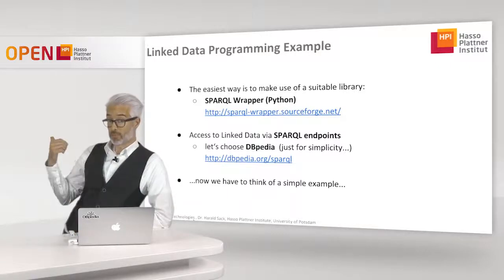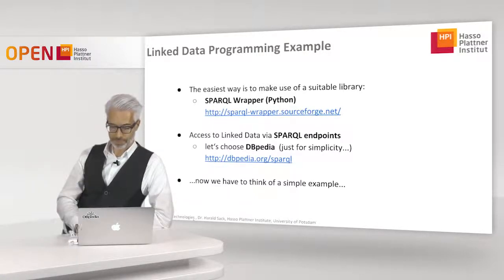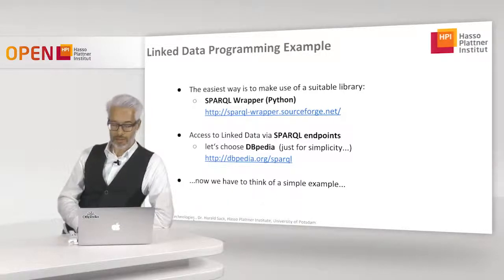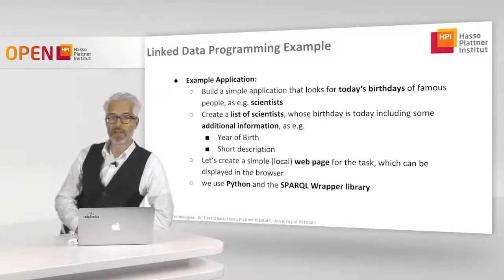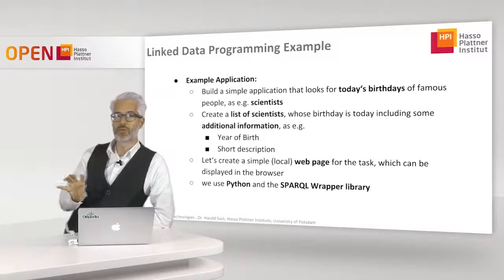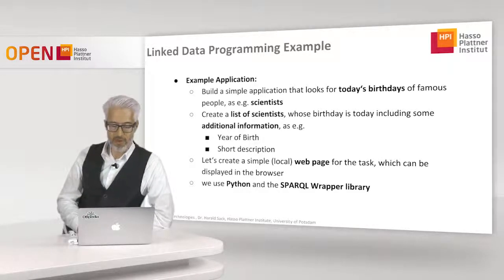Okay, so we have chosen the programming language. We have chosen the data source. And now we have to think of a simple example. Of course, I put some thoughts into that, and I came up with a rather simple thing, which shows you basically how the access to linked data works. And the application should do the following. We want to build a simple application that looks for today's birthdays of famous people, and we want to have special famous people. Of course, this has to do with science, so therefore we are looking for scientists.